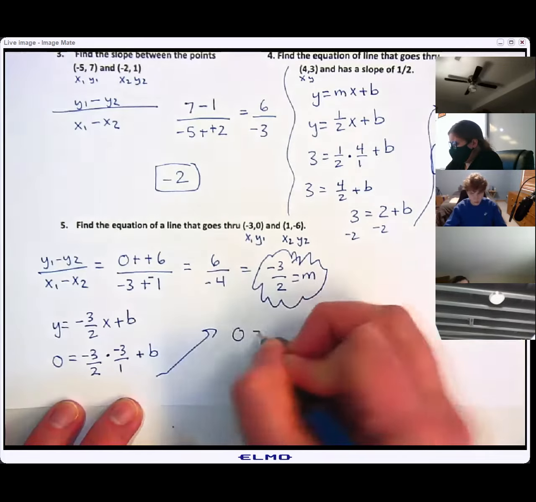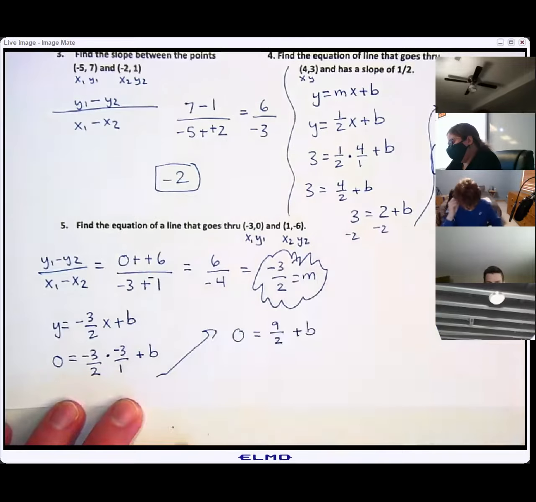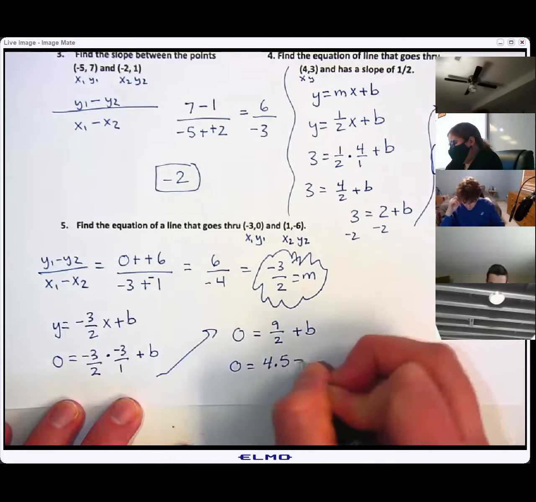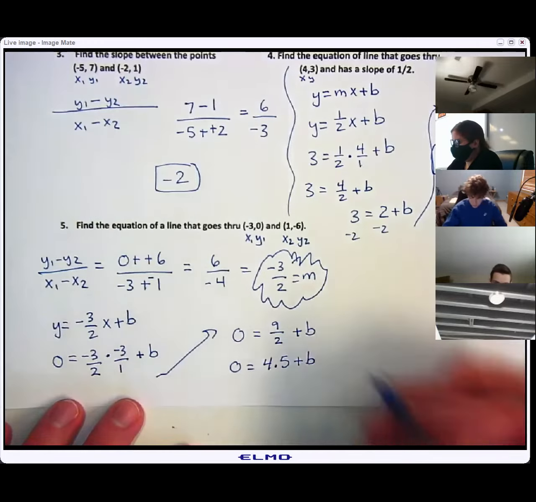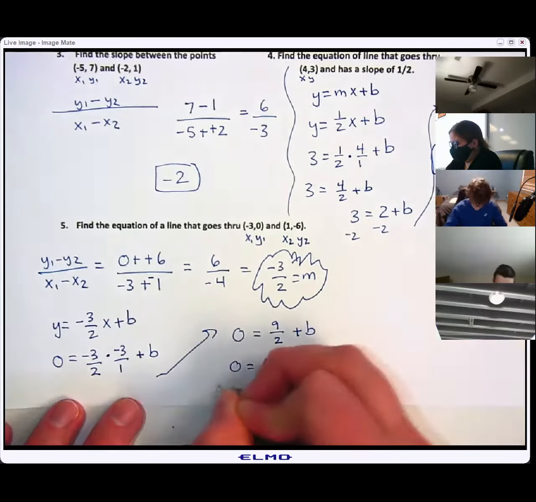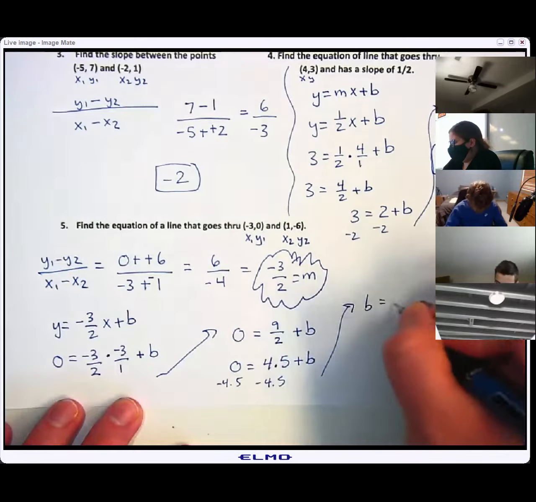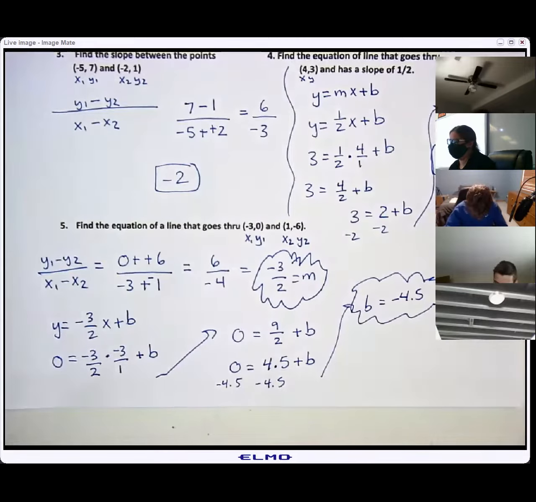I get 0 equals +9 over 2 plus b. 9 over 2 is the same thing as what, 4.5? How do I get b by itself right now? Subtract 4.5 from both sides. So b ends up being -4.5. All right, now I've got my m, now I've got my b, and the last prize of the day goes to somebody who can tell me what the final equation is. All I need is the final equation.